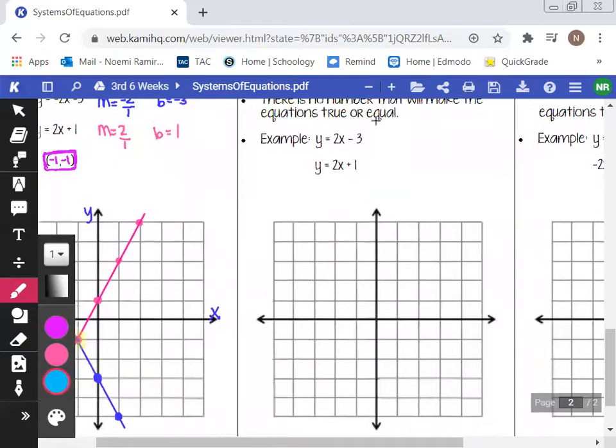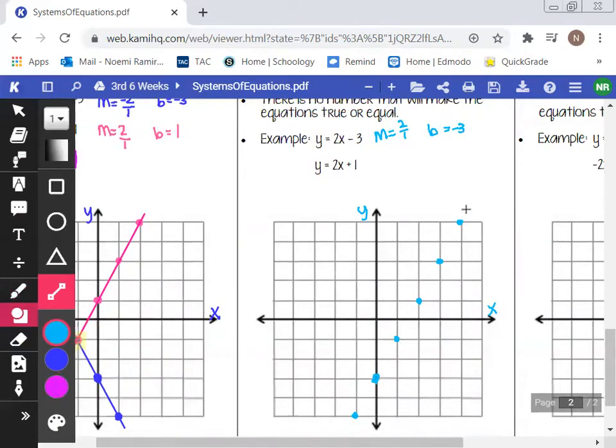Starting with the first one, my slope is +2/1. My y-intercept is -3. Here's my y, here's my x. So I'm going to plot the -3. Then +2, so up 2/1, up 2/1, up 2/1, and so forth, down 2/1. Connect your points.